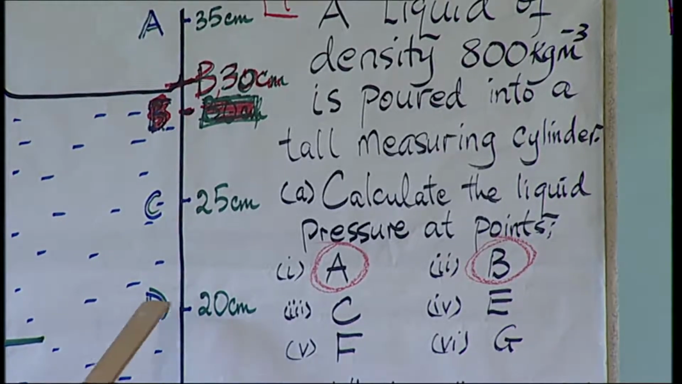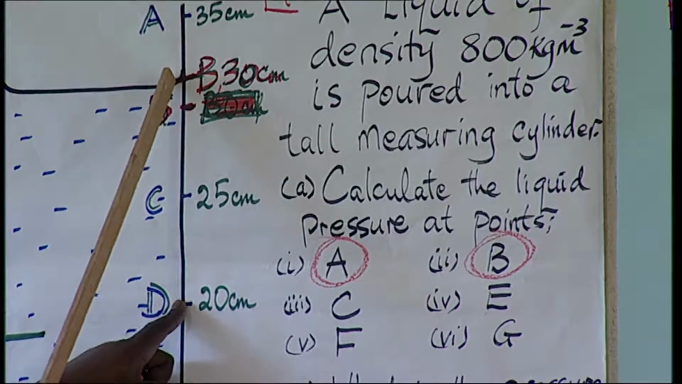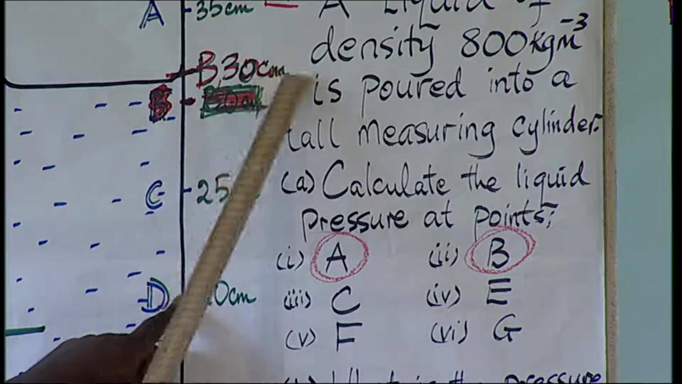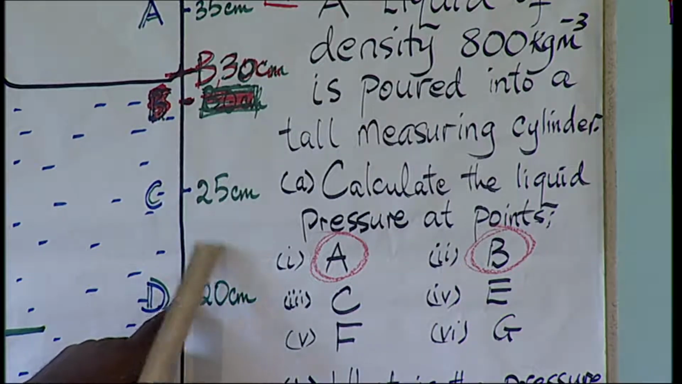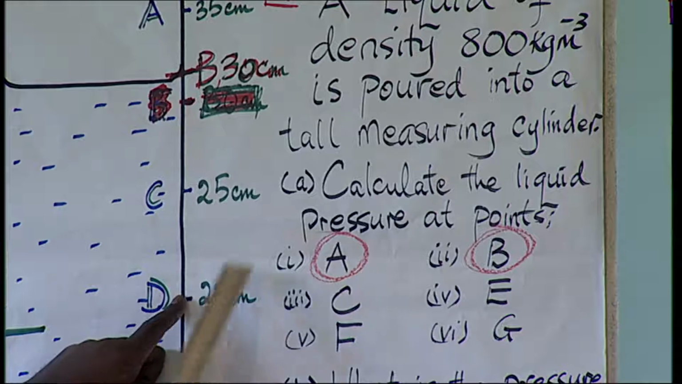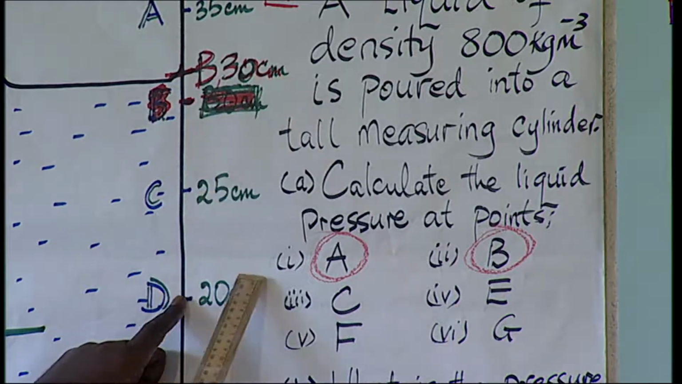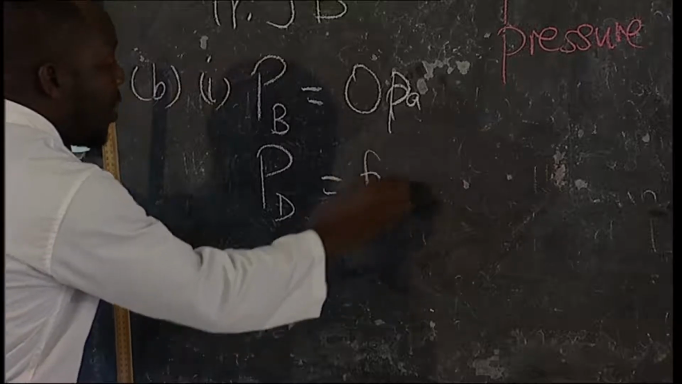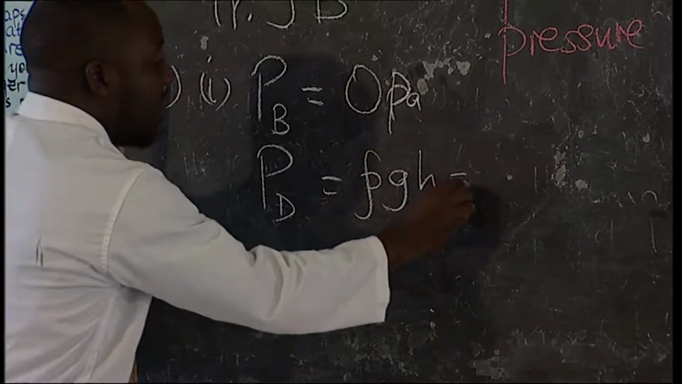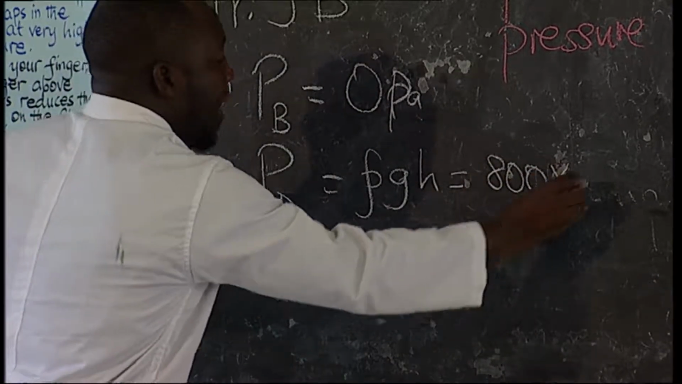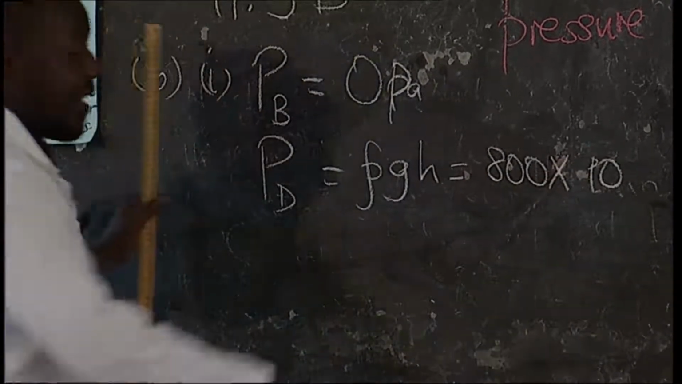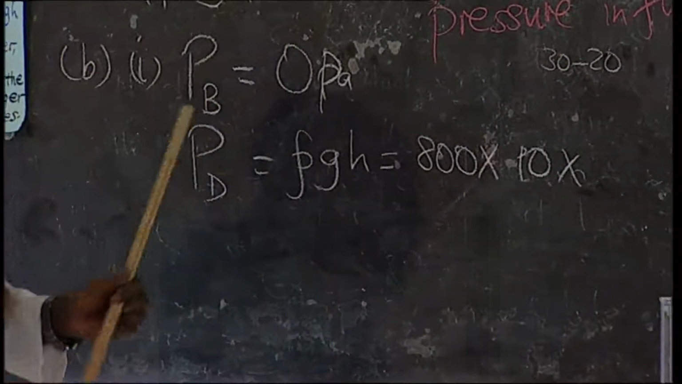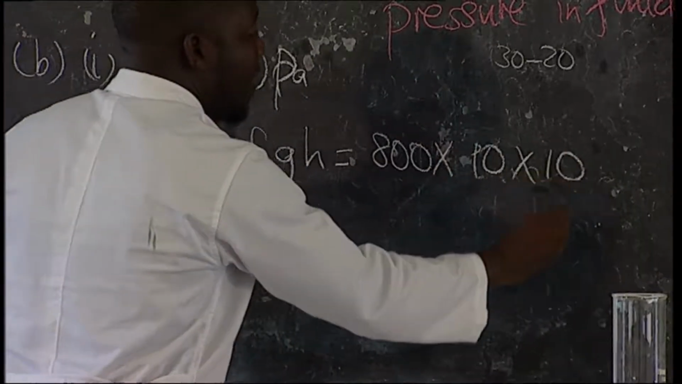The pressure at point D, we measure the depth beginning from the liquid surface. So this is 30 centimeters and this is 20 centimeters. So it means this depth here from 20 to 30 is 30 minus 20, and we come out with 10. So pressure is rho GH. That gives you 800 times G, which is 10, times H, which is 30 minus 20. And 30 minus 20, what do you get? We come out with 10.